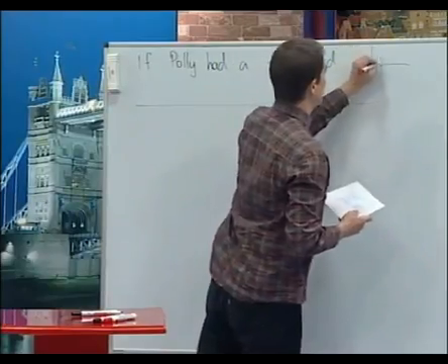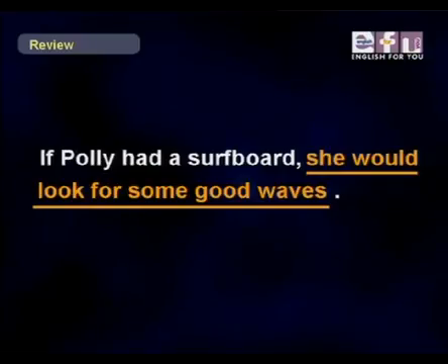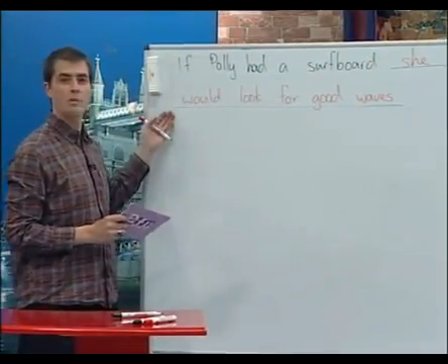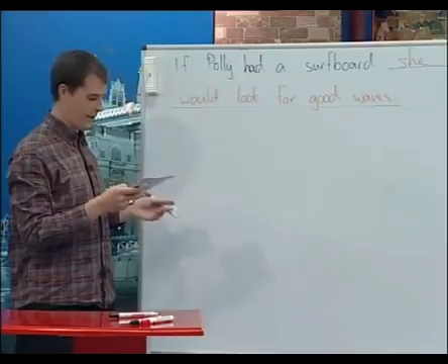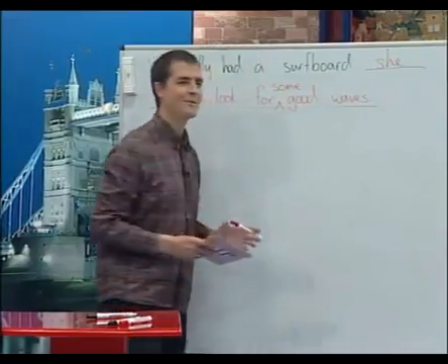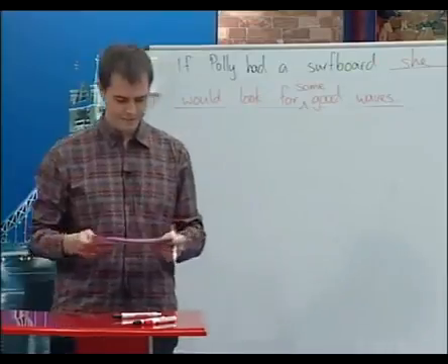She would look for some good waves. Excellent. For some good waves. Okay. If Polly had a surfboard, she would look for some good waves. You haven't written some. She would look for some good waves. Great. Rosa, can you do this one, please?